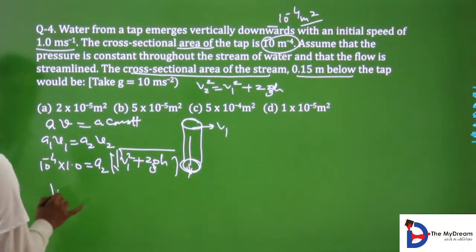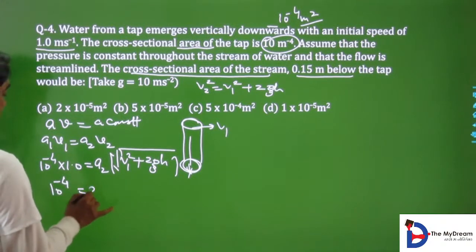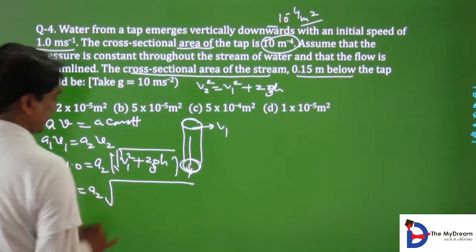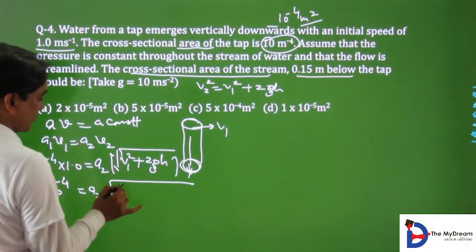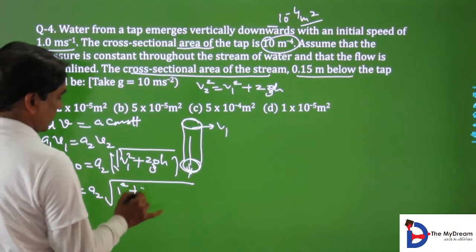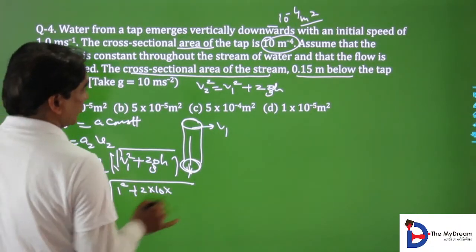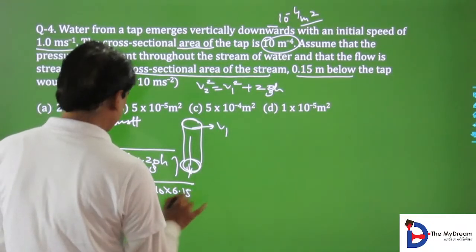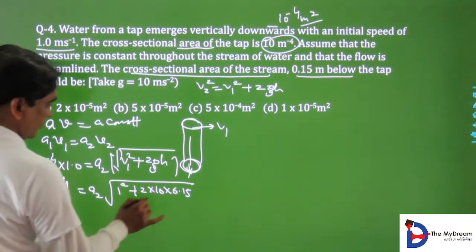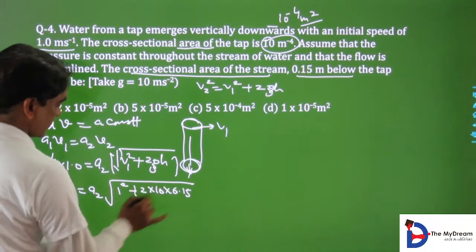This is 10 raised to the power minus 4. This is V1. V1 is 1. There is the square. 2 into 10 into what is the height? Height is 0.15. It will become 3.